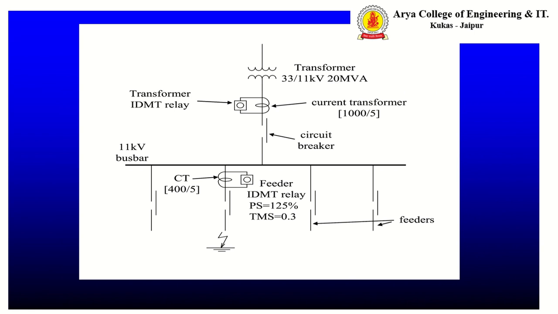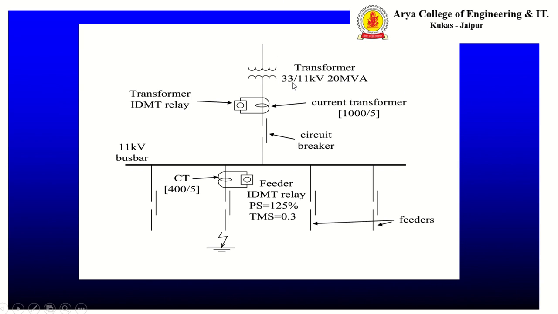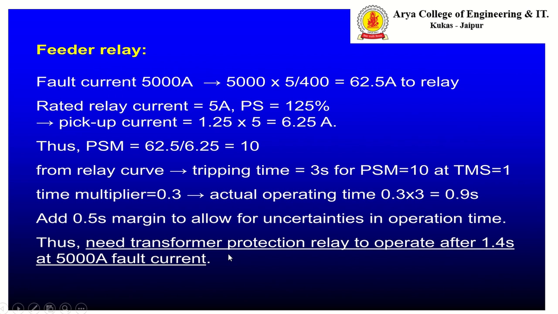For example, it is shown here that a 33/11 kV, 20 MVA transformer is used with the transformer IDMT relay shown here. A ratio of 1000/5 is provided. Now the circuit breaker is there converting the transformer from 33 to 11 kV. A bus bar is there, where again we are using a feeder having an IDMT relay with plug setting 125% and time multiplier setting of 0.3 seconds. These are the circuit breakers passing power to the other feeders. Now the fault has occurred in this particular area.